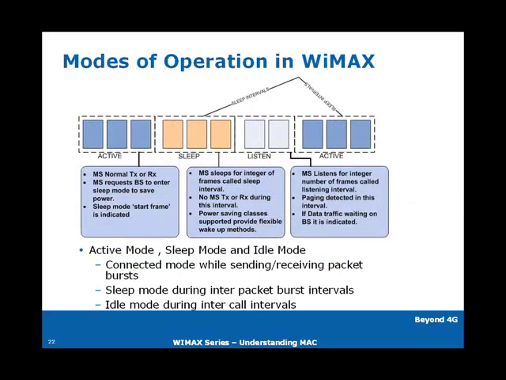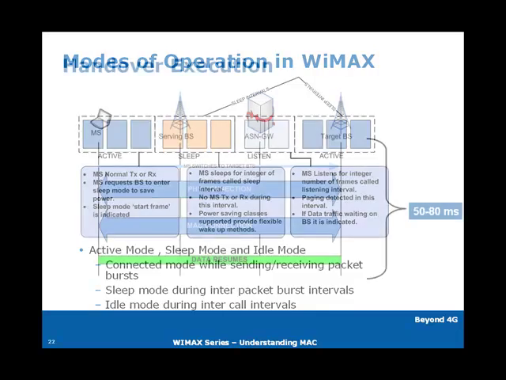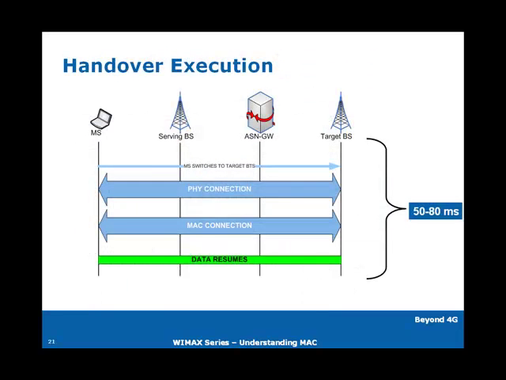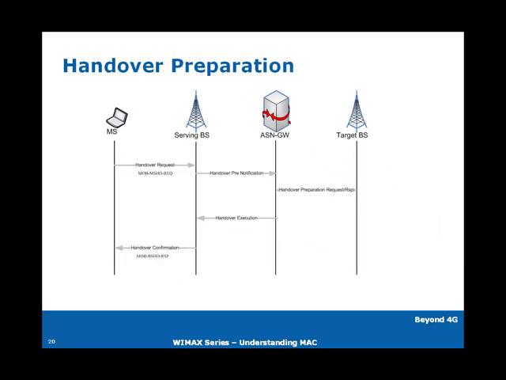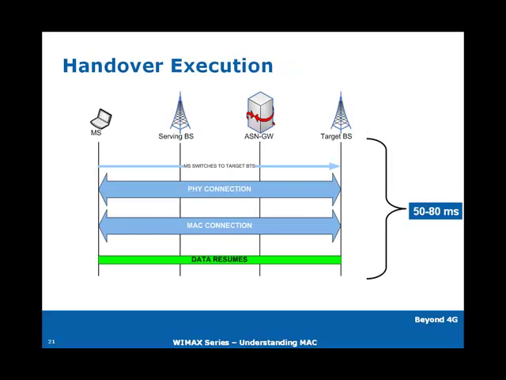So in a nutshell, WiMAX handovers are defined in four phases. Phase one is the scanning phase, phase two is the handover initiation phase, phase three is the handover preparation phase, and phase four is the handover execution phase.